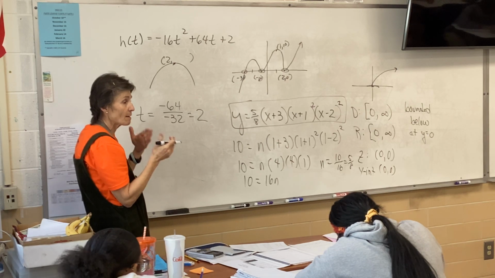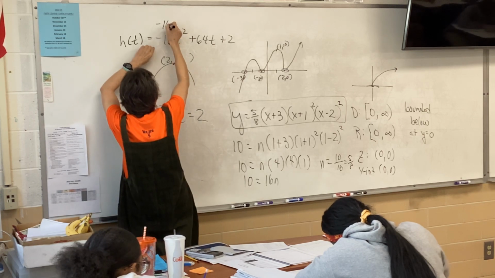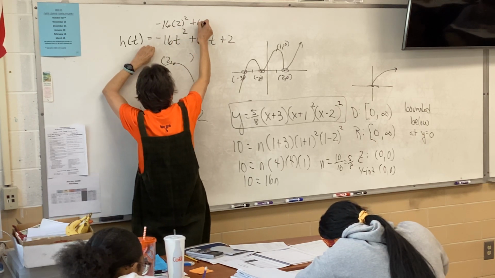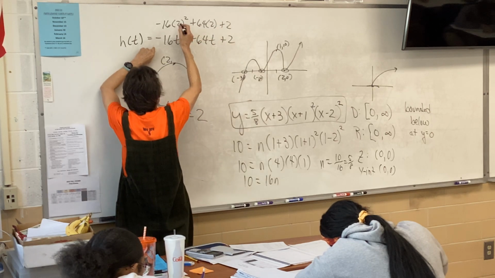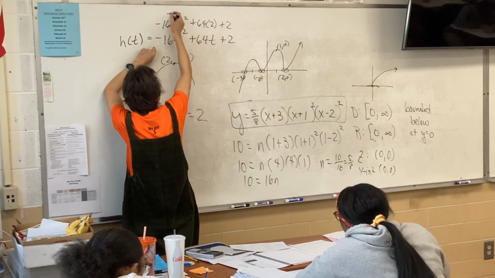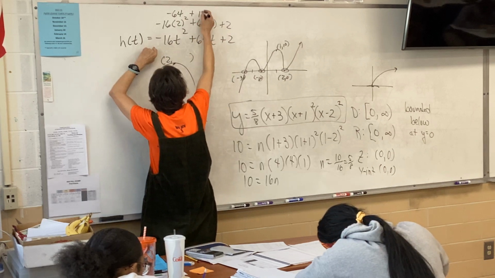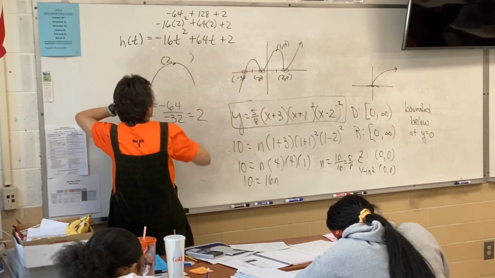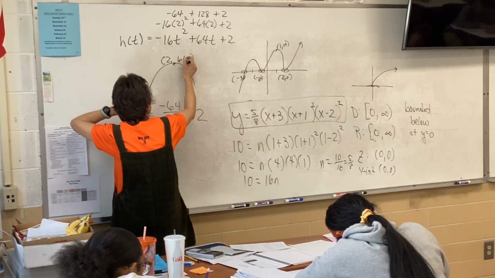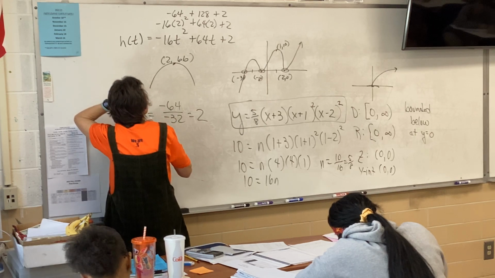And how do we find the something? So plug in 2. Negative 16 times 4 is negative 64, plus 128, plus 2. I got 66, but double check that. Yeah.